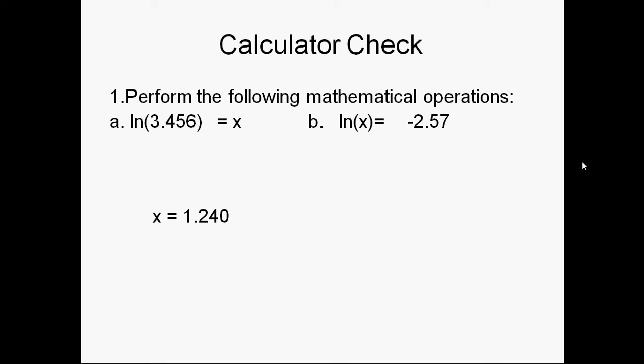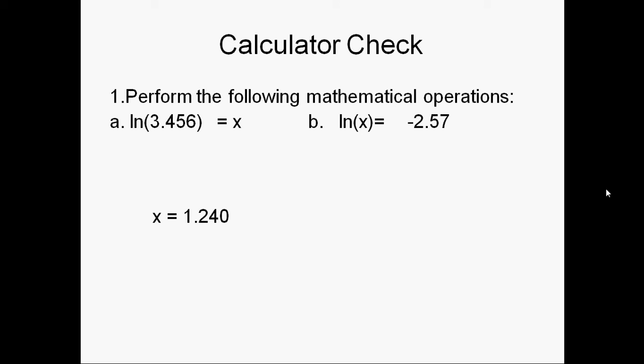Now, the other type of problem that you could encounter would be like B, where we're trying to find the natural log of an unknown variable. So in order to solve for x by itself, we can't divide both sides by natural log. It just doesn't work. For us to undo that natural log and get x by itself on one side, what we have to do is use e.